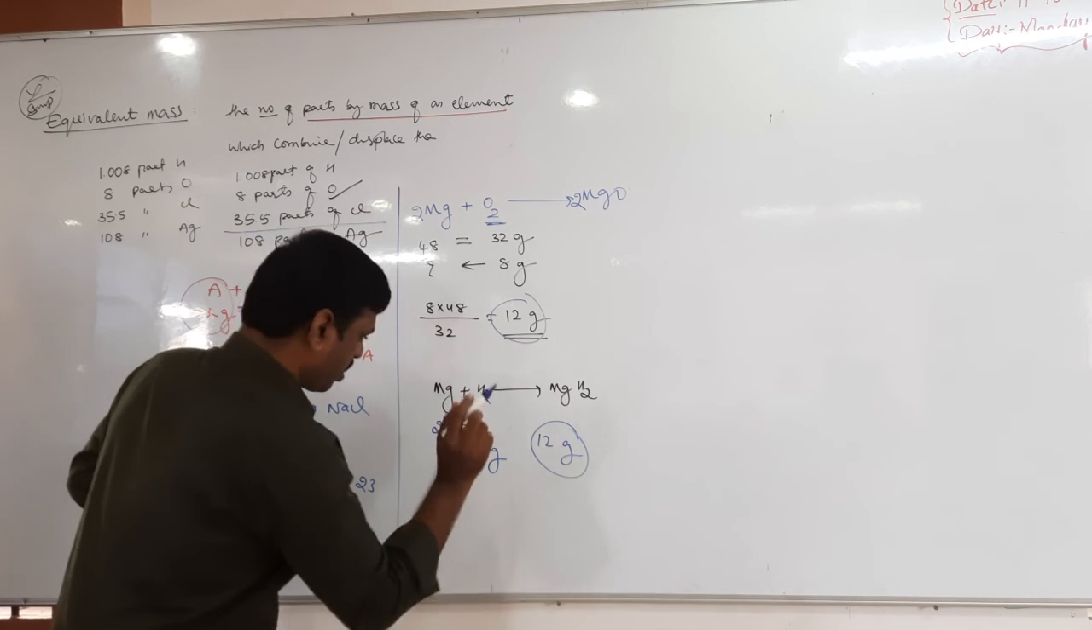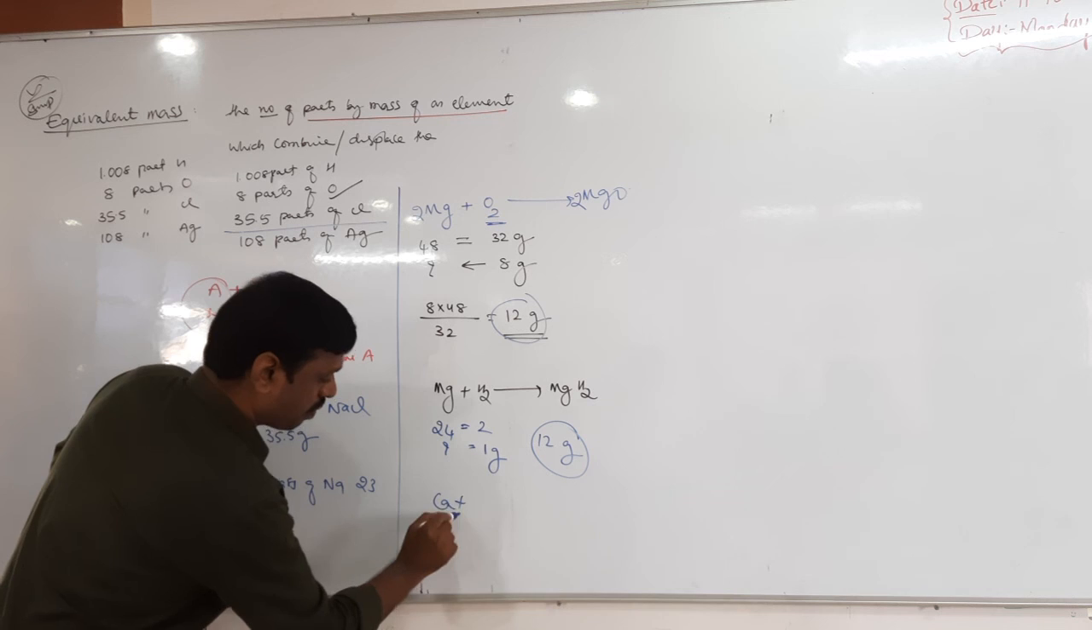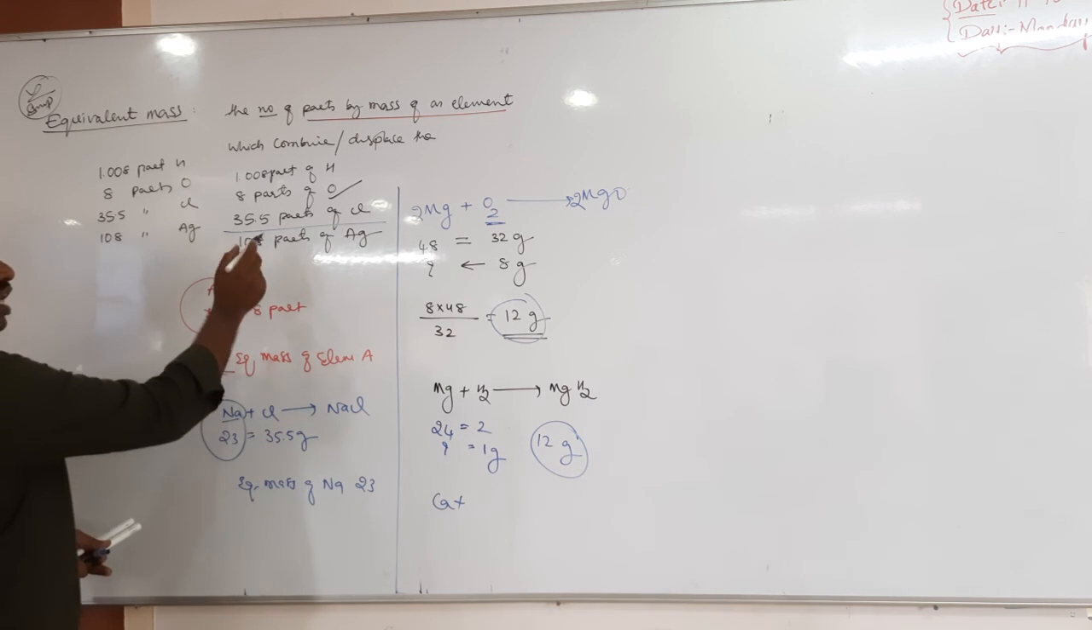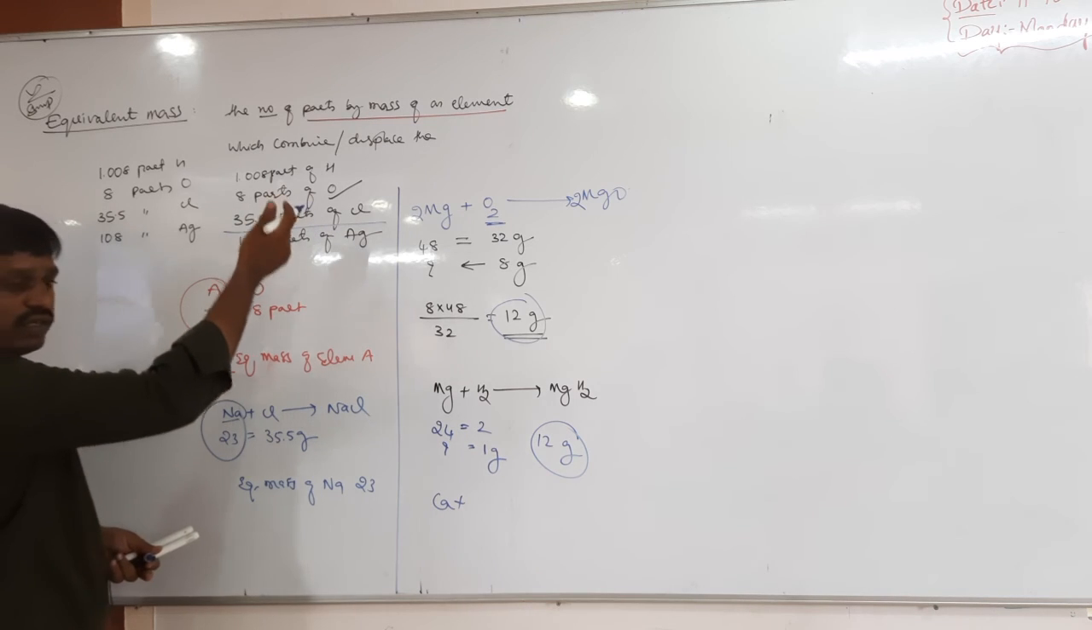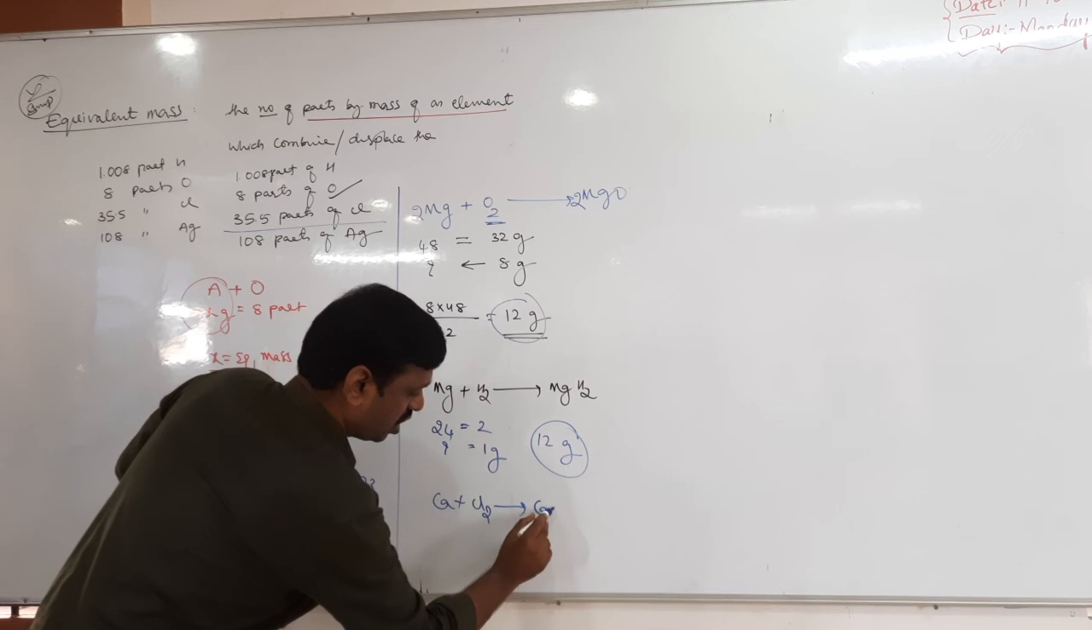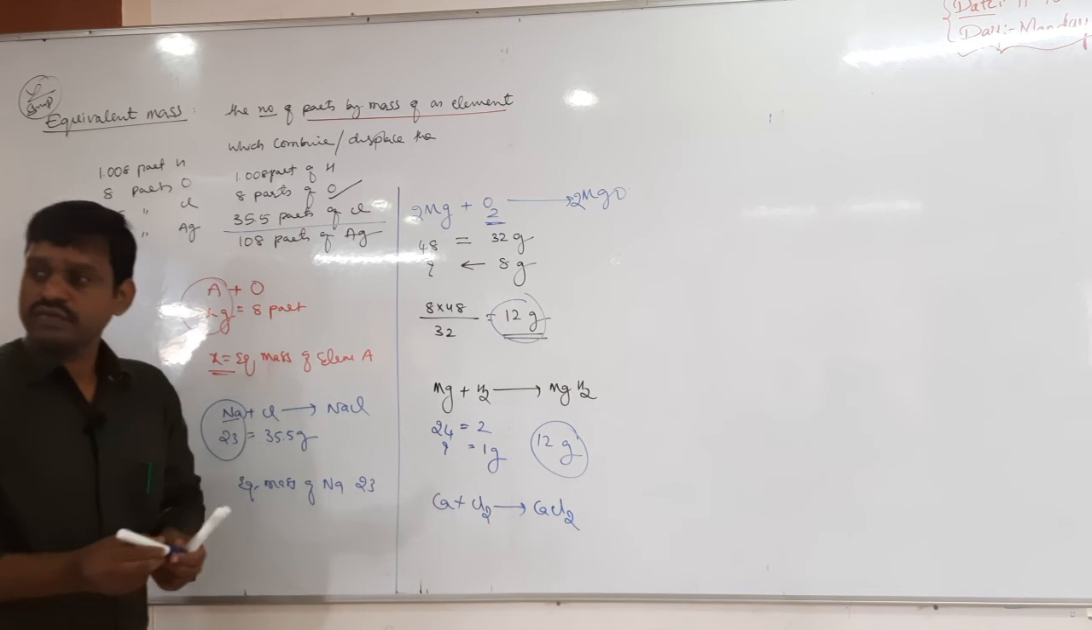One more example, you can write many more. Calcium combined with, you tell me, any one of these. Shall I take chlorine or oxygen, anything? Chlorine, okay. Cl2. So what is the formula? CaCl2.